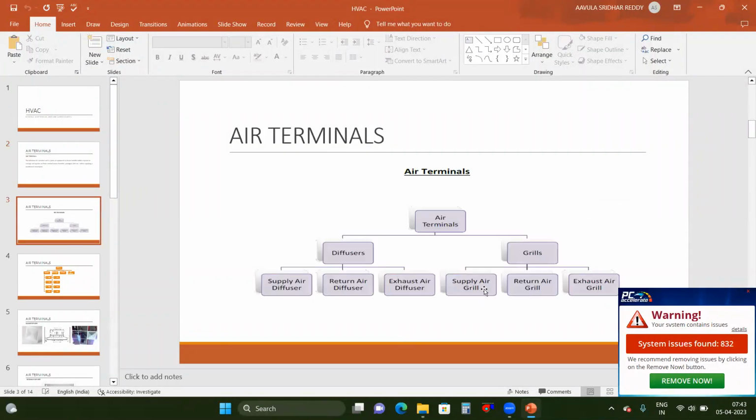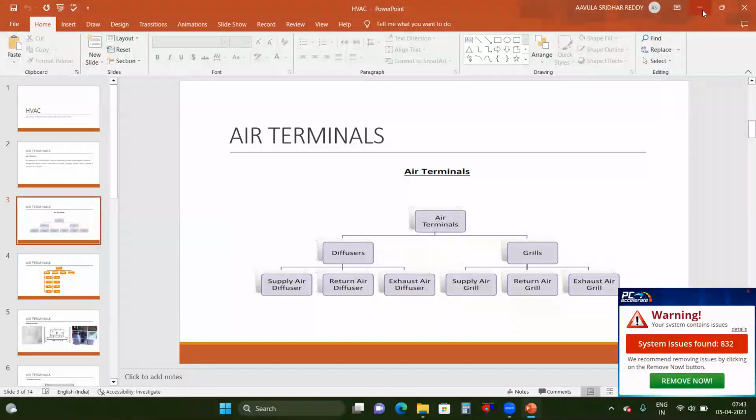So we'll see the different types of air terminals. Not all air terminals are of one type; they depend on the different types of false ceilings and the different types of usages. These are the major air terminals. Air terminals are classified into two types: one is a diffuser and one is a grill. In diffusers, we have supply air diffuser, return air diffuser and exhaust air diffuser. So what do return and exhaust air diffuser mean?